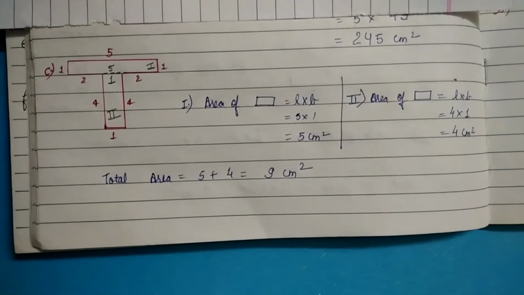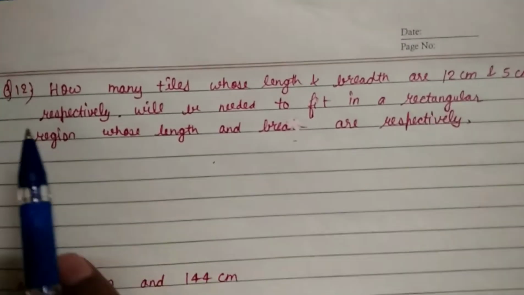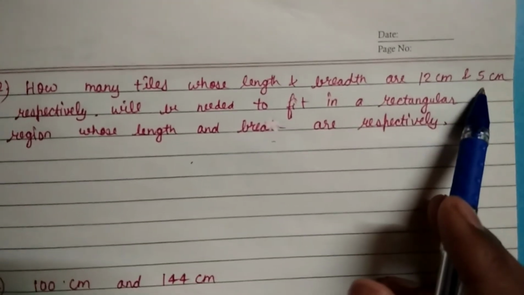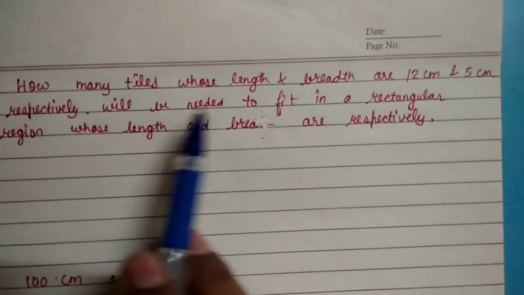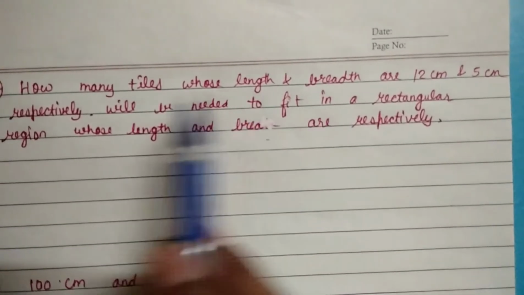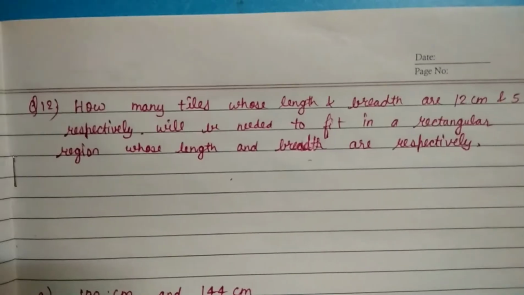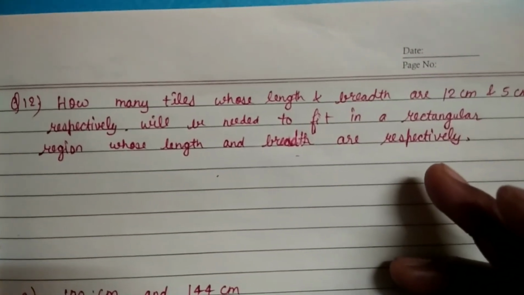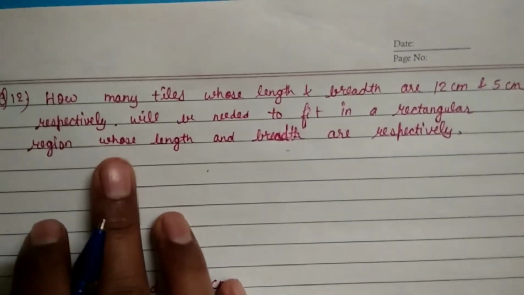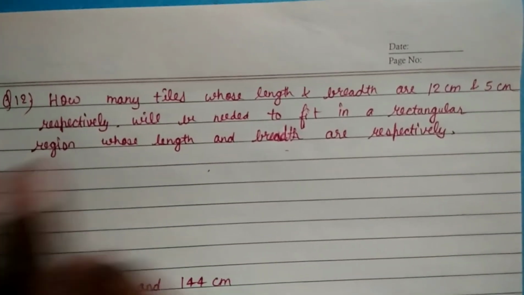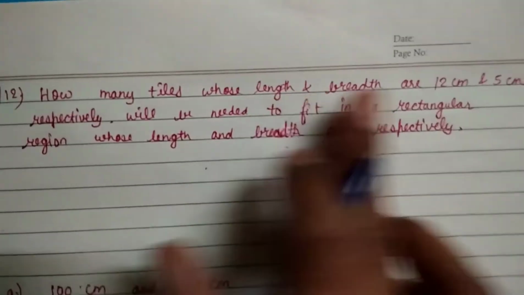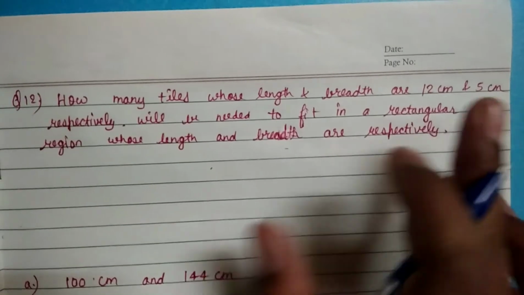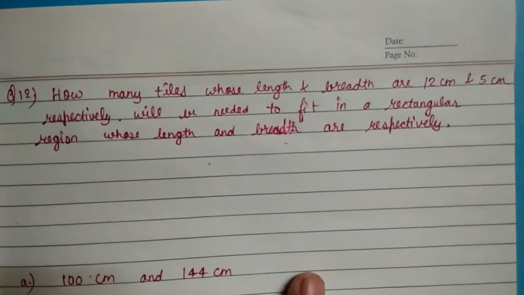Okay. Question number 12 is: how many tiles whose length and breadth are 12 cm and 5 cm respectively will be needed to fit in a rectangular region whose length and breadth are respectively given. So what do we have to fit inside the rectangular region? We have to fit tiles, and the dimensions of the tiles are given: length is 12 cm and breadth of the tiles is 5 cm. These tiles we have to fit inside the rectangular region.